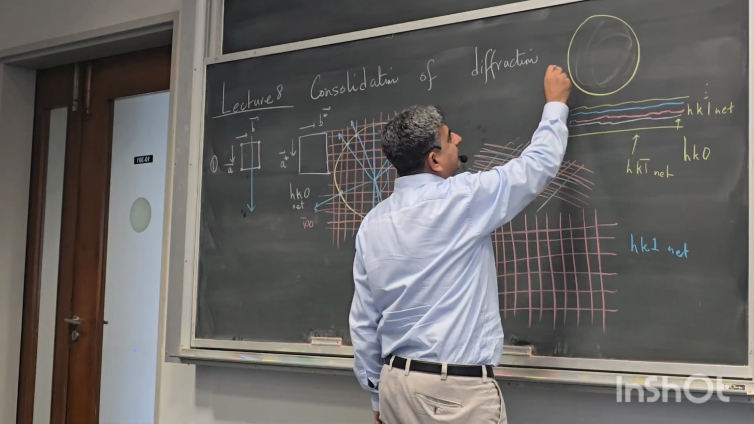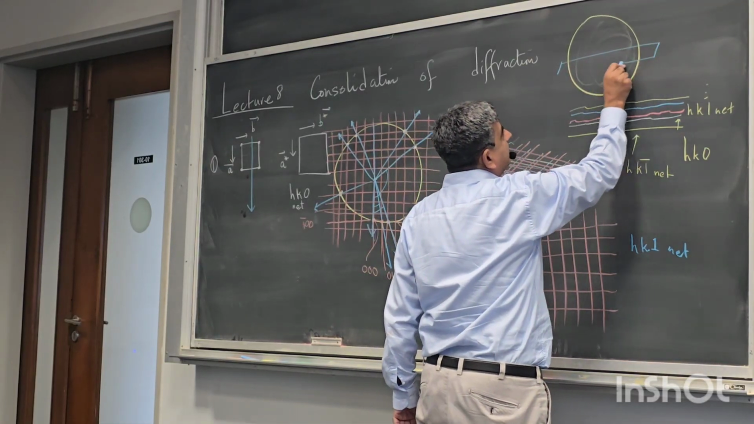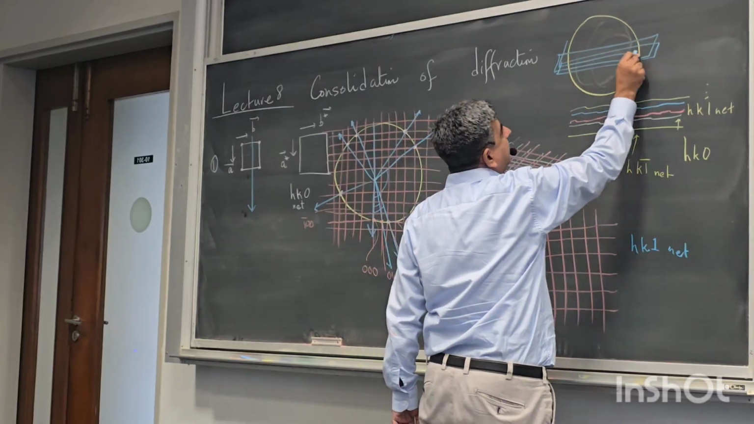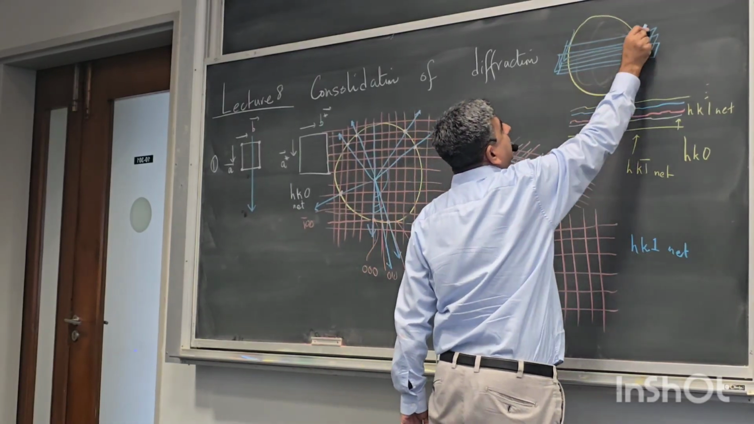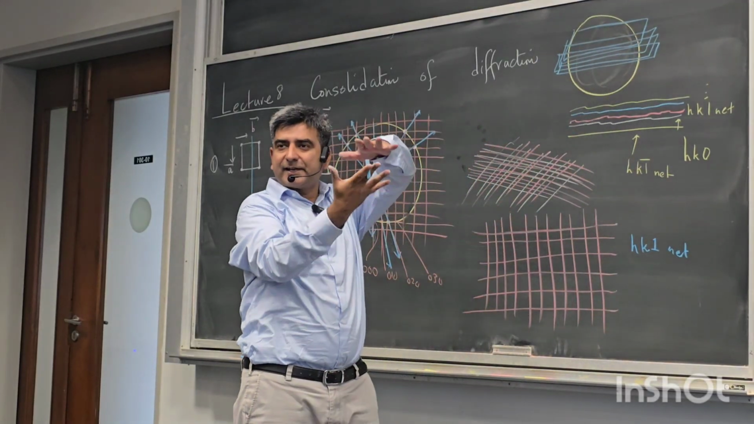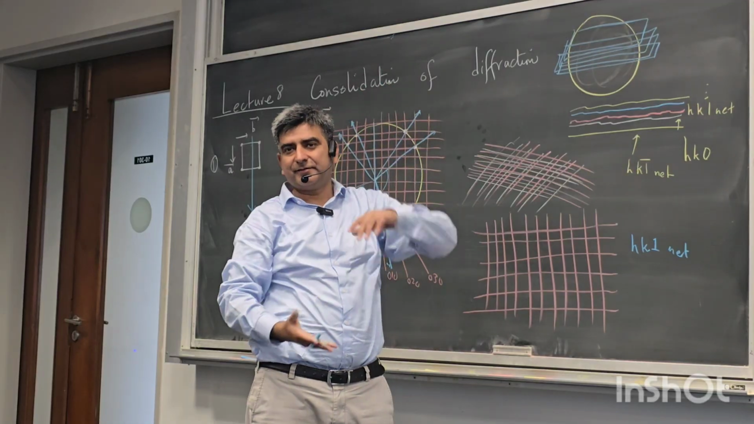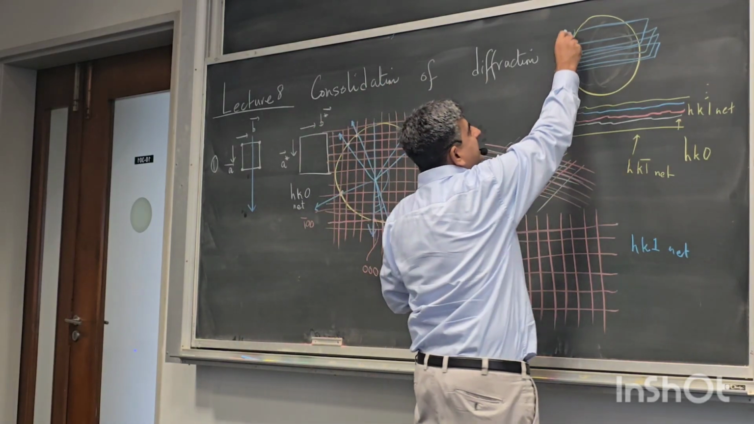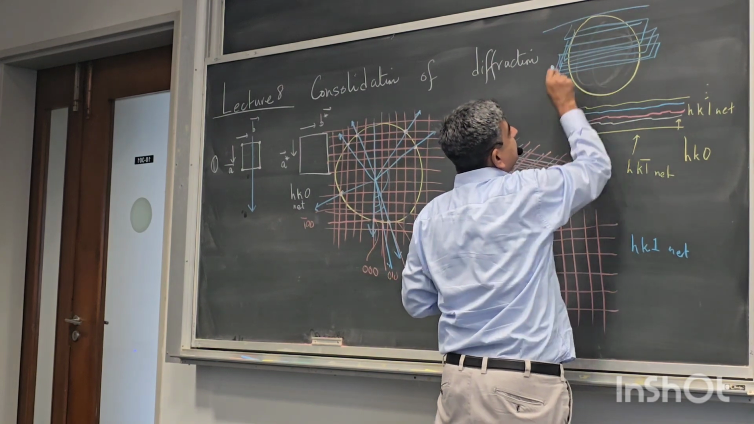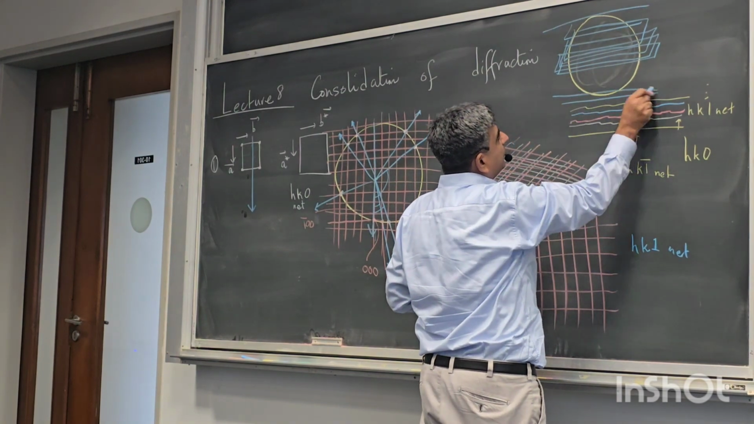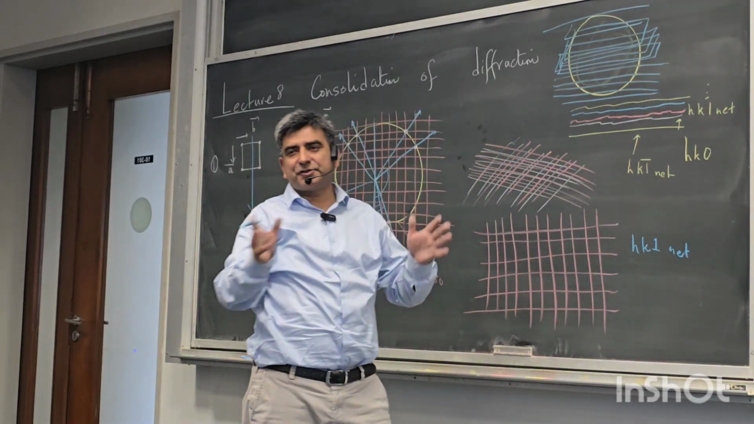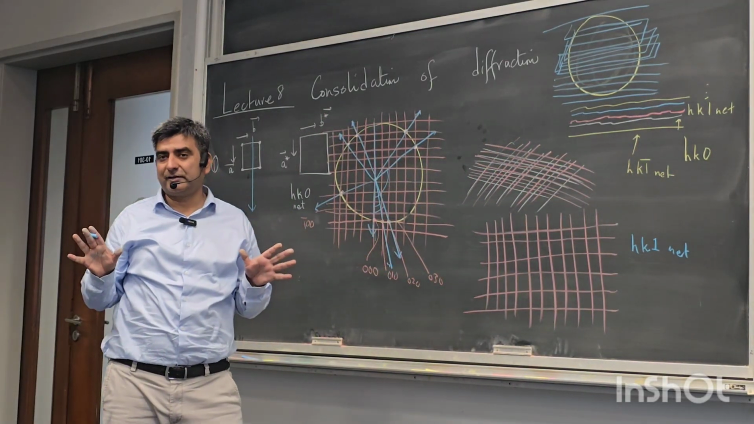And there is a net here, a net here, a net here, and so on, depending upon the size of the reciprocal lattice vectors, which in turn depends upon the size of the direct lattice. So there are nets everywhere. Then there are nets that are exclusively outside the Ewald sphere, and the Ewald sphere never intersects them. So no reflection from those planes will ever occur.